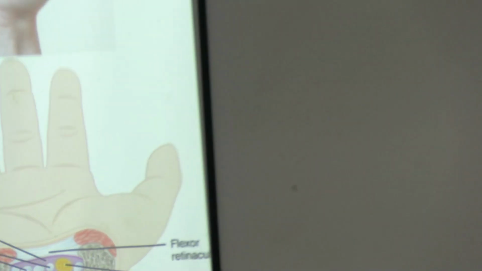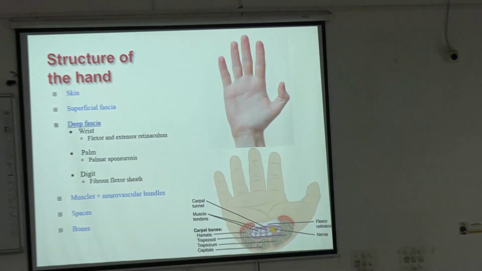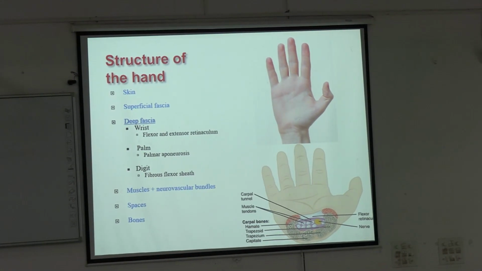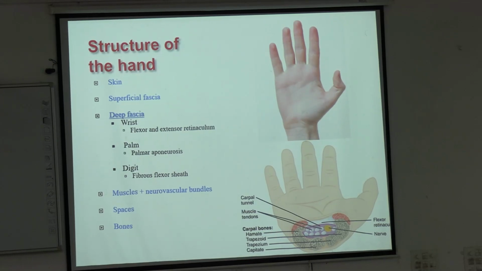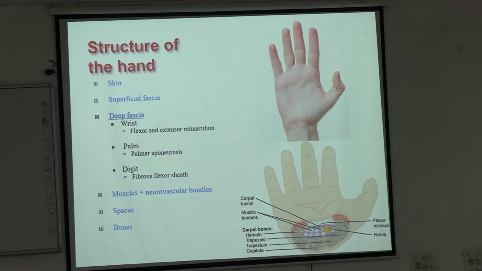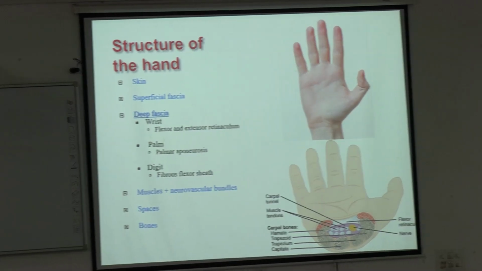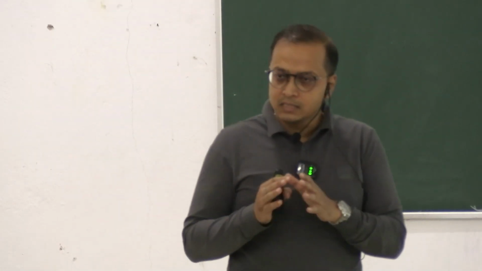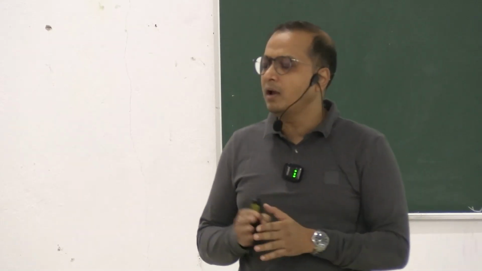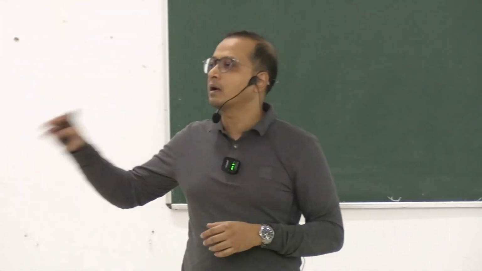Now, if you go by the structures in this palm region, we have the skin, fascia, deep fascia, muscles, spaces, bones, etc. The point of concern here is that the deep fascia of the hand or palm region is a little more complex than the deep fascia of other regions. The deep fascia of the hand is divided into three categories.